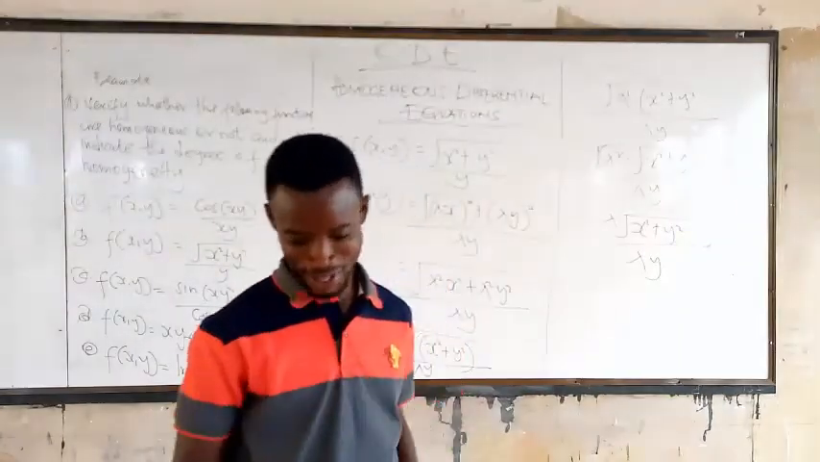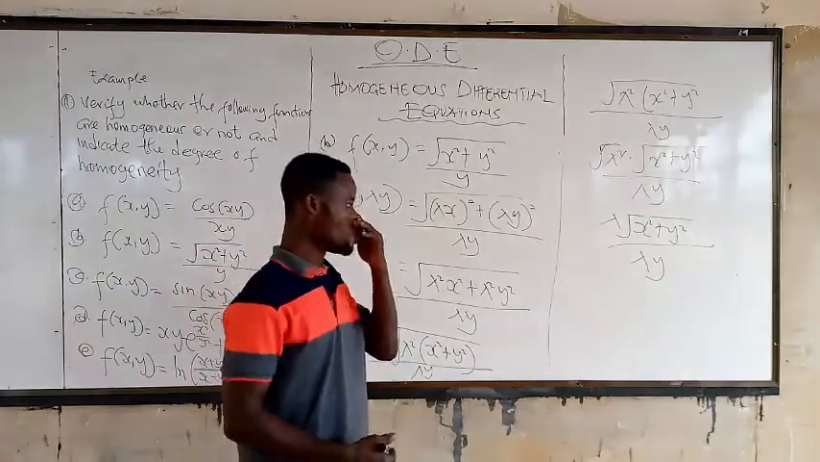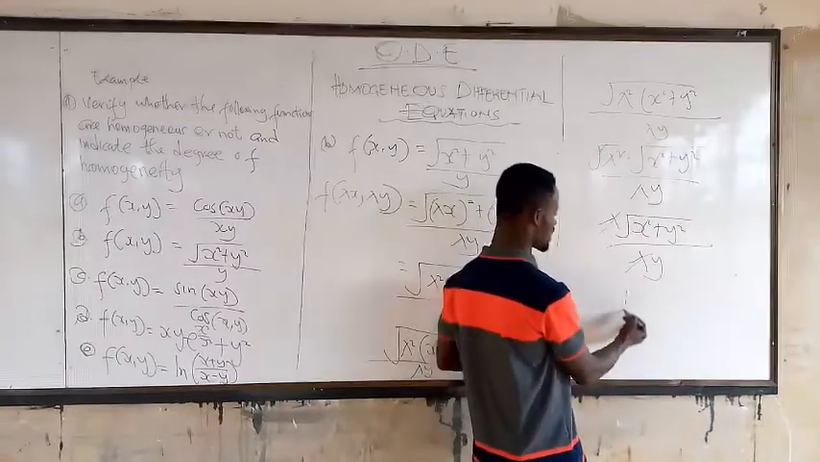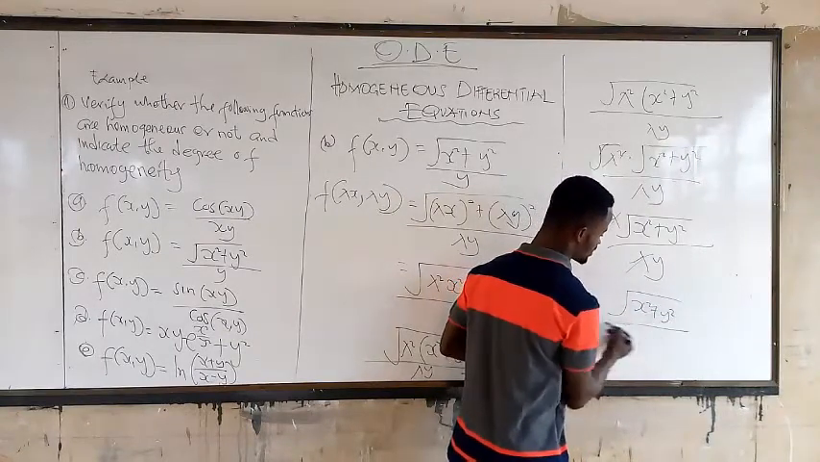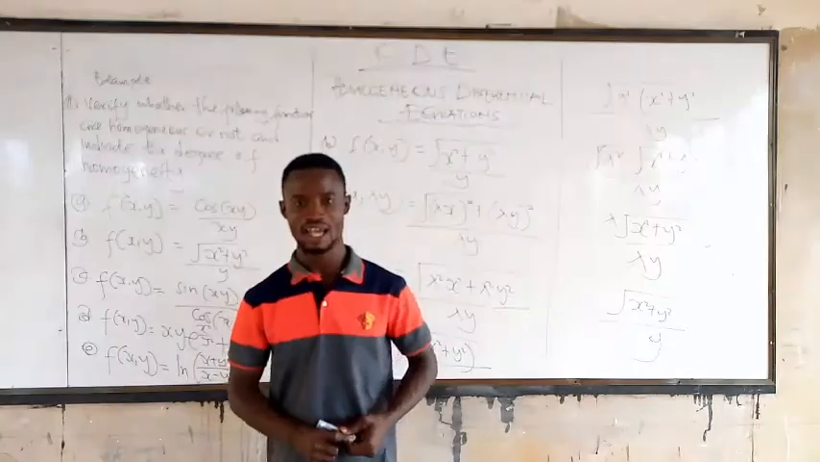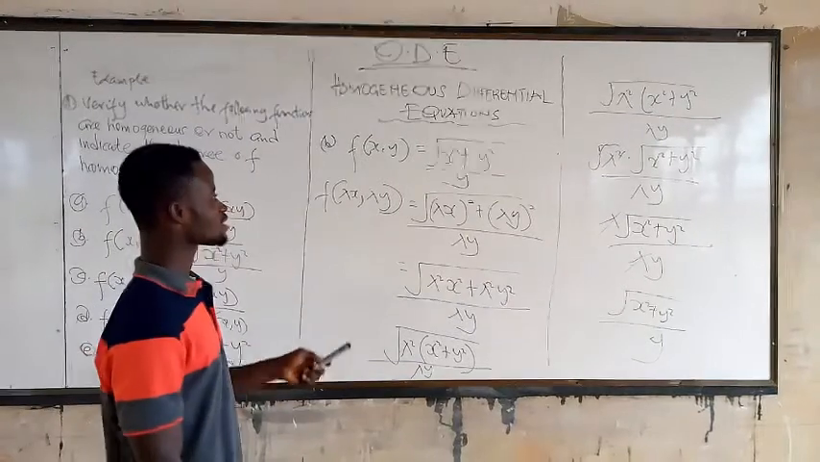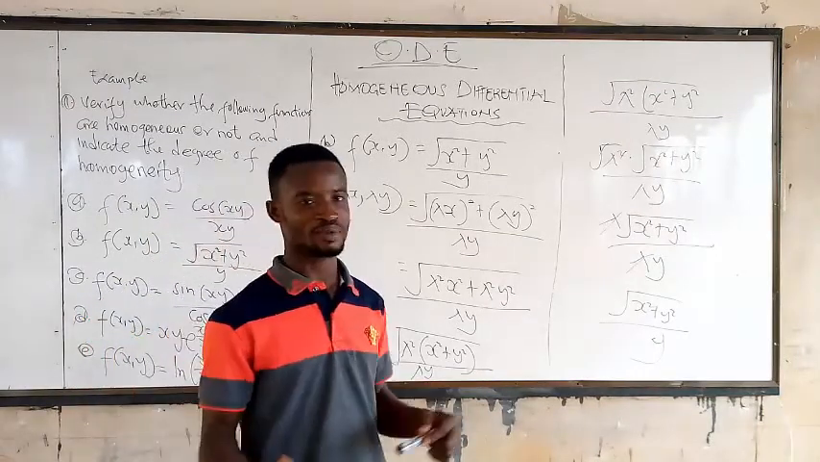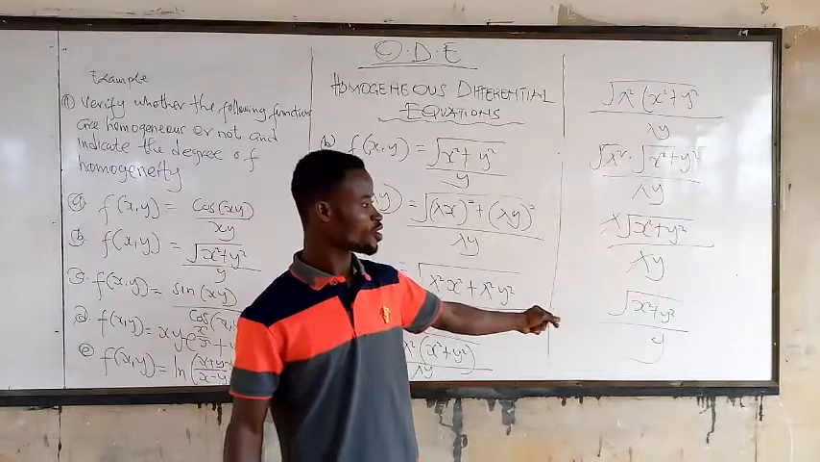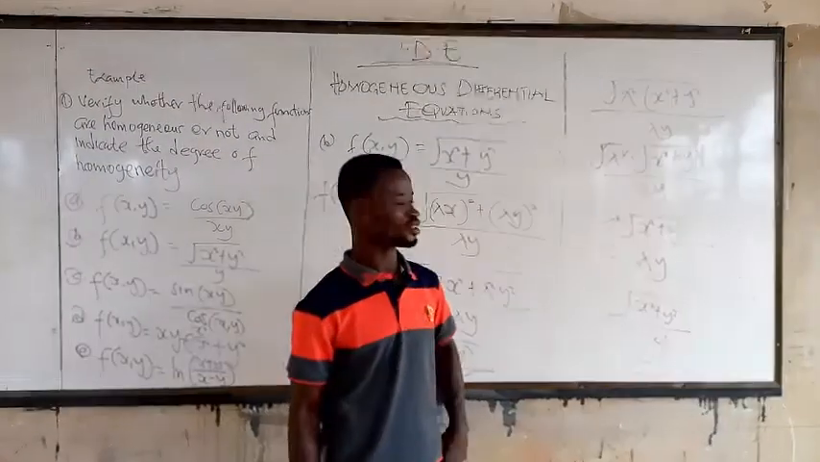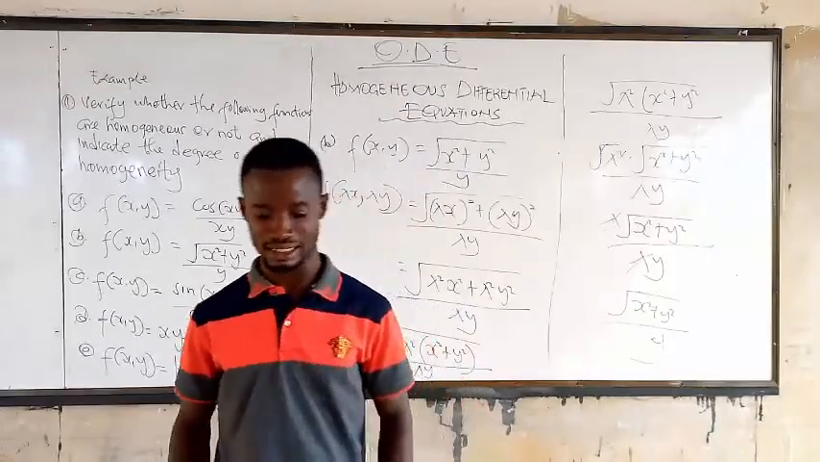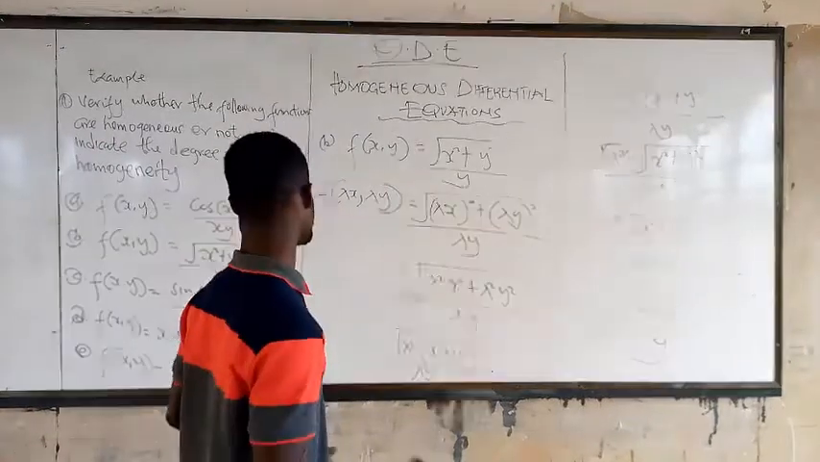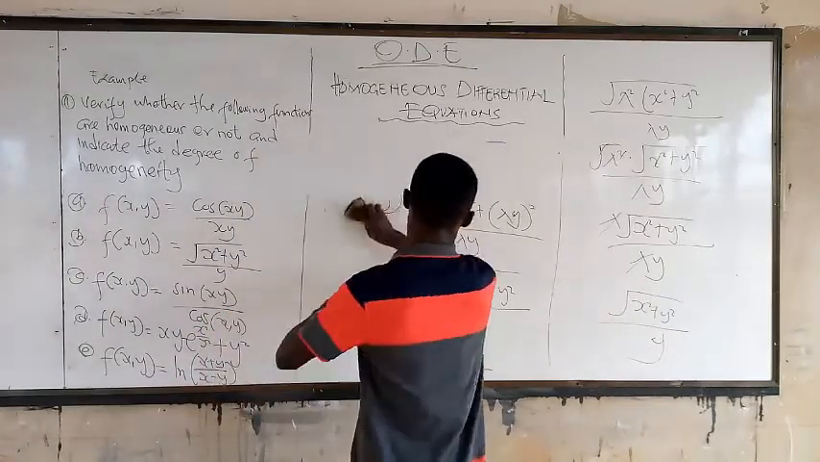Beautiful. Looking at what we have here, this is going to cancel this, and we are going to get the function back exactly. In such a case, we say that this differential equation is homogeneous. Why? Because we have been able to factor out the lambda. So that is a homogeneous differential equation.